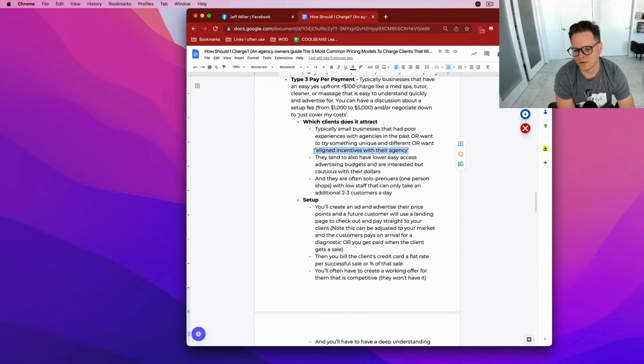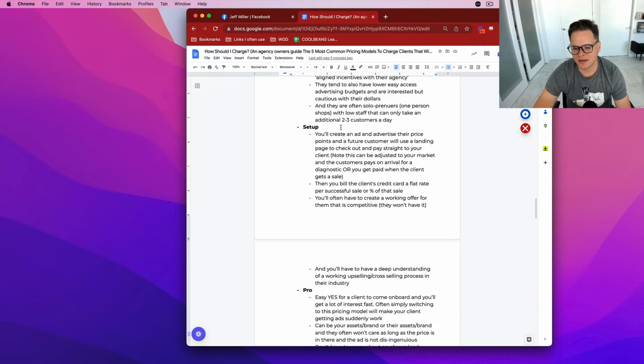They're often solopreneurs or one-person shops, maybe 2 or 3 people. They have low staff typically, and they can only take an additional 2 to 3 customers a day. And sometimes, by the way, there are some businesses that will have trouble wrapping their head around this type of thing. Like they want to talk to them a lot beforehand, or do a questionnaire or an audit, or know their client beforehand type of things. You're going to have to deal with that mental trash.